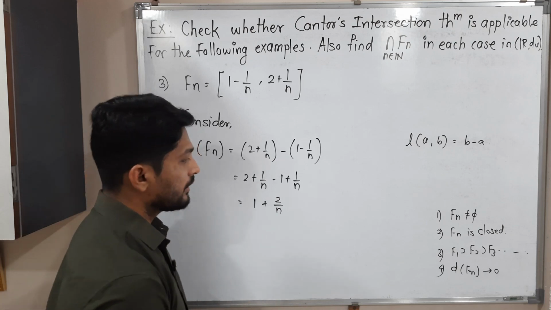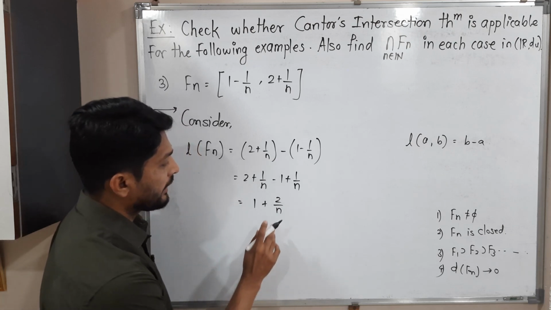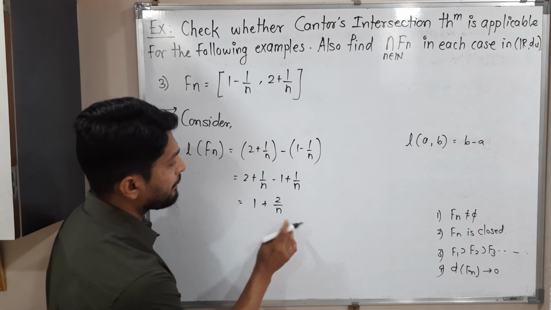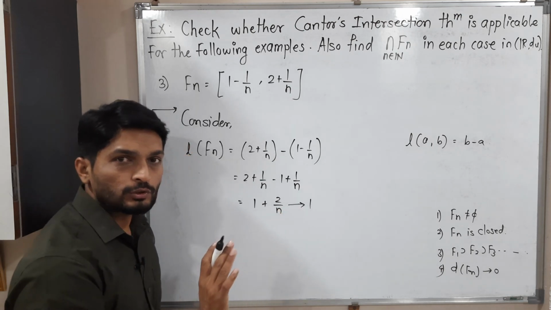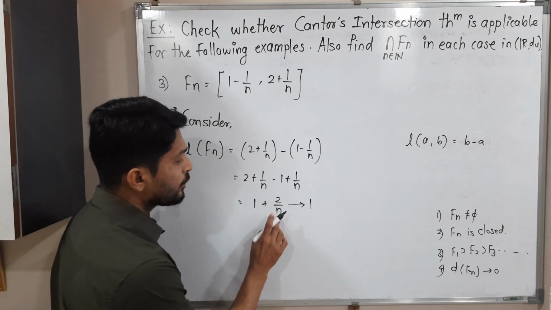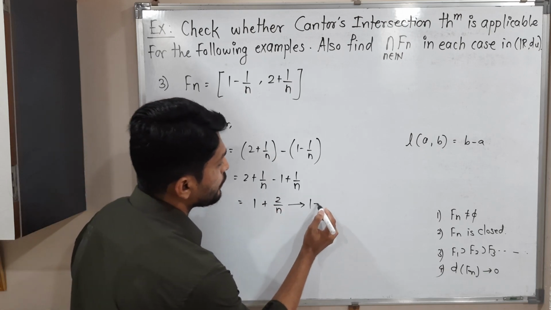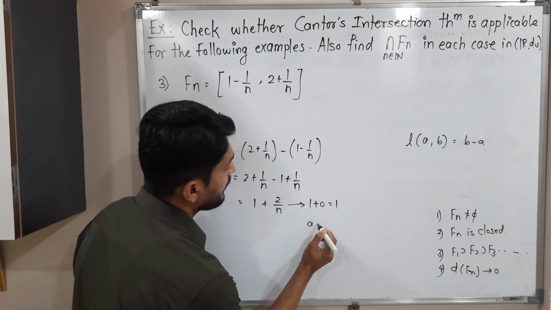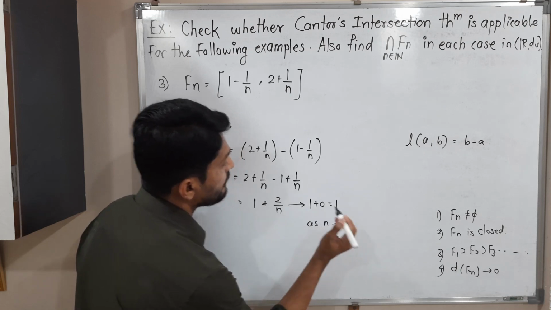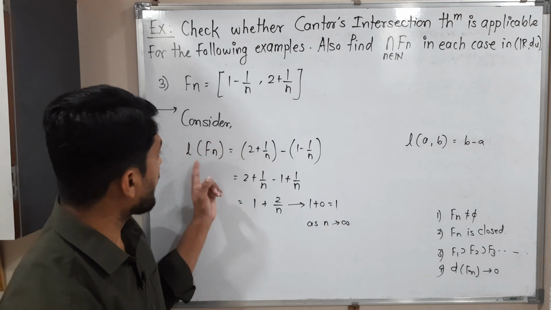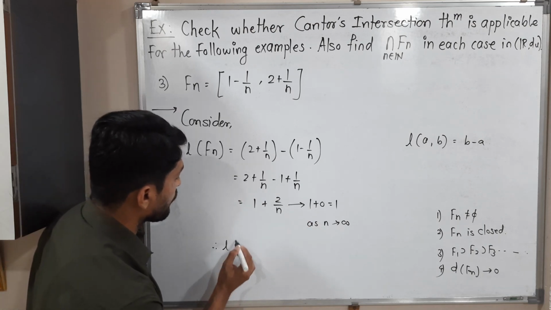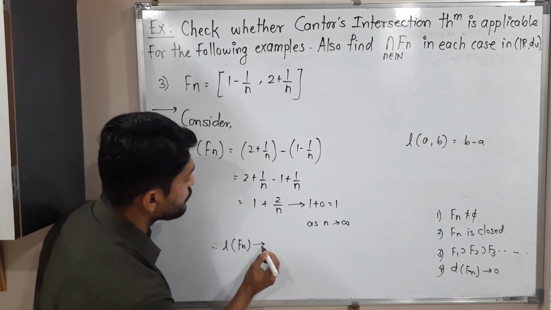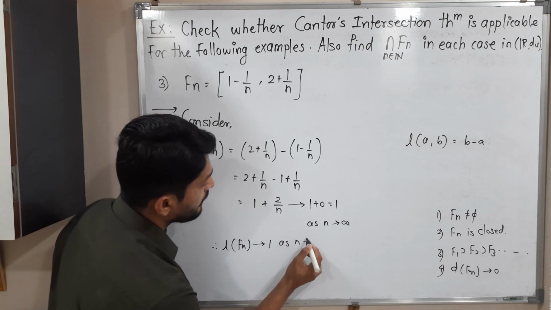I will apply the limit as n goes to infinity. What will happen? 1 is constant, so it will be as it is. If n goes to infinity, 1 upon infinity is 0. So 1 plus 0 is equal to 1 as n tends to infinity. So that means the diameter, the length here, goes to 1. Therefore, the length of Fn goes to 1 as n tends to infinity.